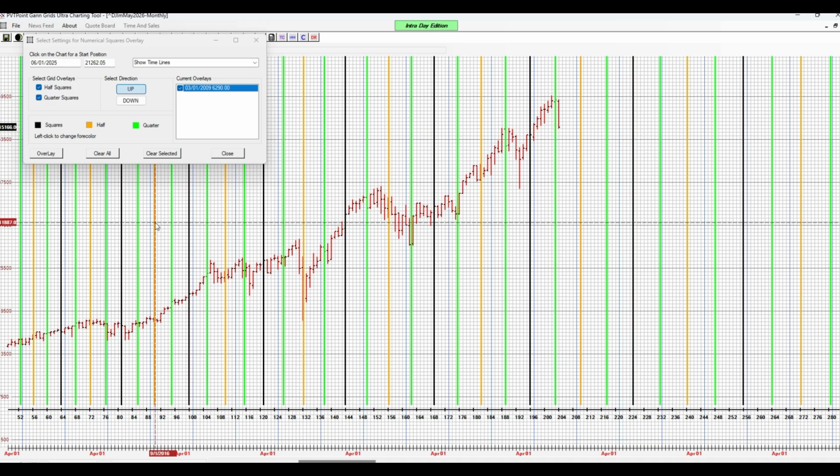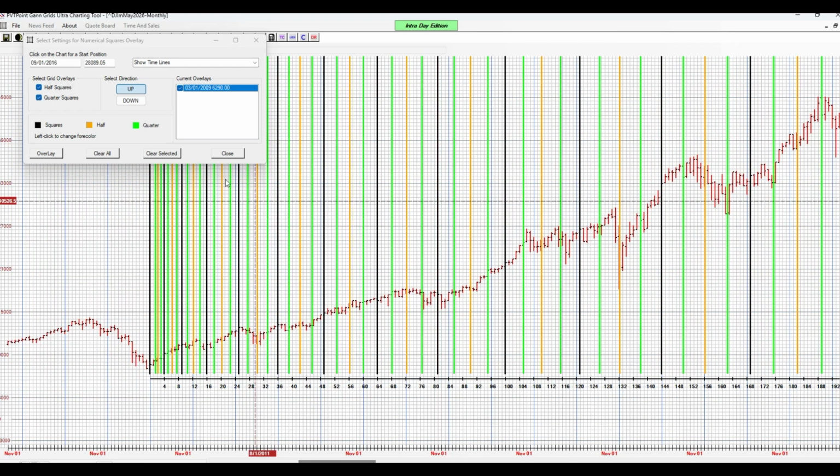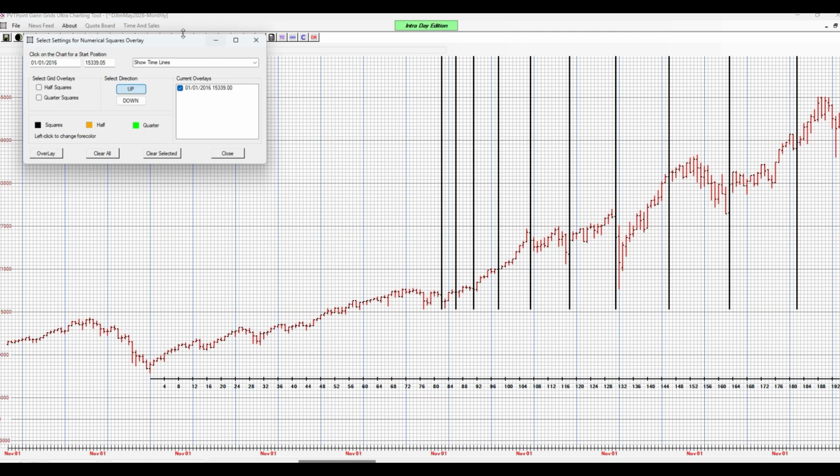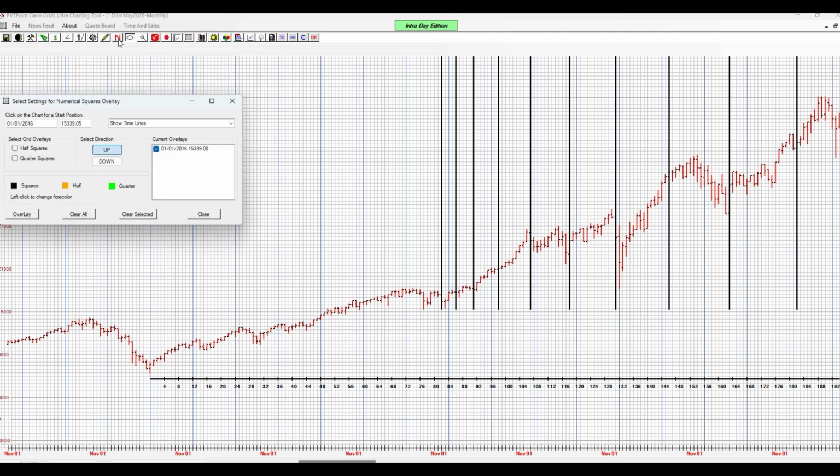Okay, so now that is using that particular date. So let's get rid of this. And then what we're going to do, we're going to also start another set of numerical squares, starting from the January of 2016 low. And we're going to just do the full squares first. And we're going to start it right here. And we're going to add in the Time Plus function, which starts right here.